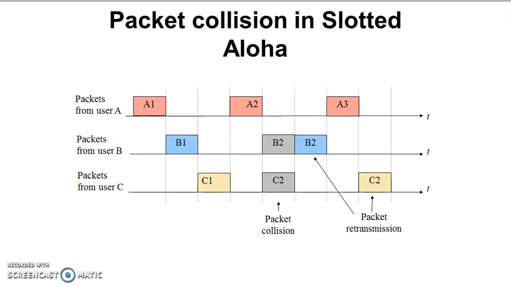That's why slotted ALOHA provides an improvement in the throughput by a factor of 2 compared to pure ALOHA. If packets collide in a time slot, the user has to choose a time slot for the retransmission randomly. So the retransmitted packets have a low probability of colliding with each other again in slotted ALOHA.